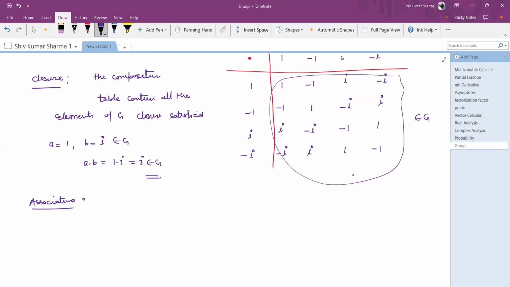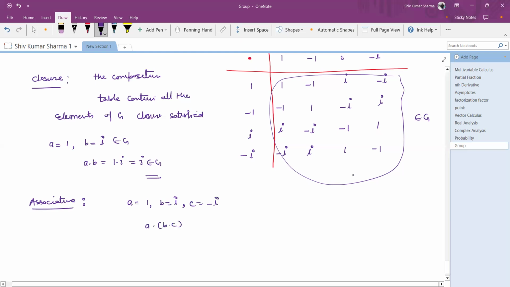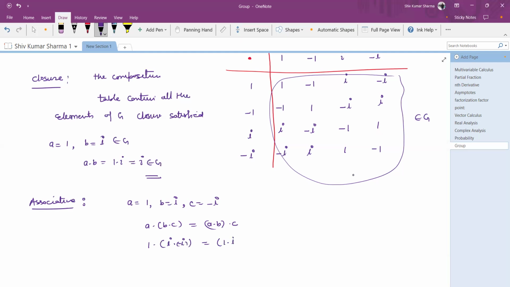So associative, so that means we can take three elements. A equal to 1, B equal to iota, C equal to minus iota. So A into B into C is equal to A into B into C. So we can say that 1 into iota into minus iota is equal to 1 into iota into minus iota.